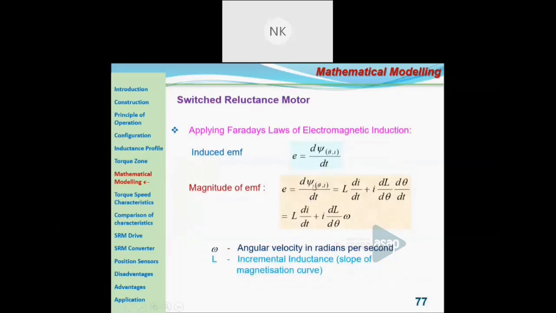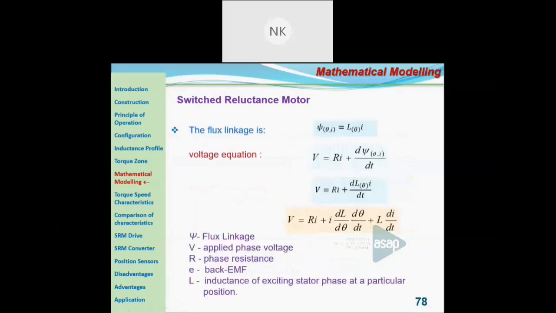Psi is nothing but, E is equal to N into d phi by dt. N into phi is the flux linkage psi, which is equal to L into i. Simply substitute psi equal to L into i and differentiate with respect to t. You get L into di by dt plus i into dL by dt, or in terms of theta, dL by d theta into d theta by dt, where d theta by dt is omega. You have to obtain the expression in terms of omega, that's why we are moving to dL by d theta into d theta by dt.